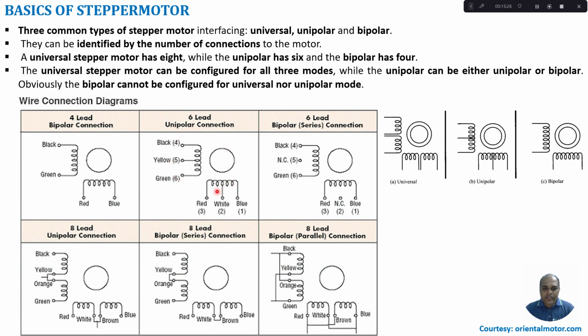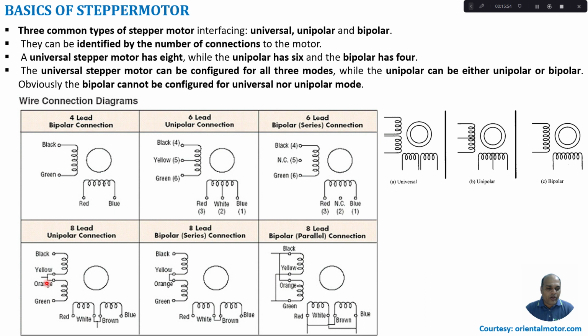We can convert this unipolar into a bipolar by leaving the common terminal with no connection. Okay, common terminal, if it is no connection, then it becomes a bipolar configuration. For a unipolar, we can have something like 8 leads, black and green on either side of the coil, and other 2 ends are yellow and orange.